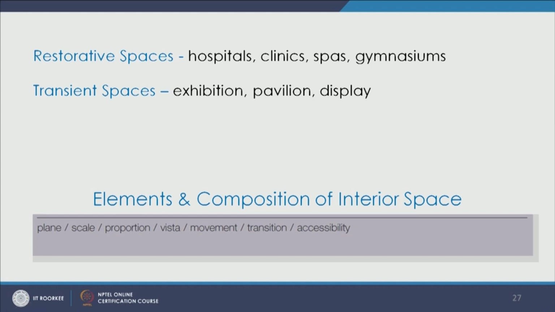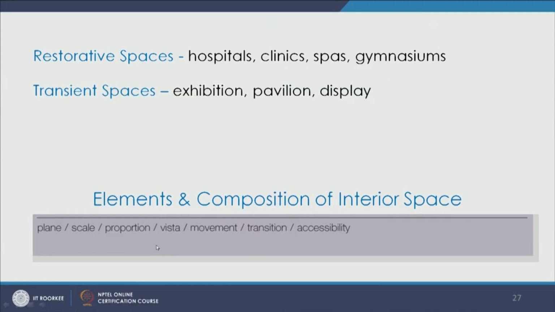Transient spaces, they are very interesting and transient in nature. They could be pavilions, exhibition, display galleries, and so many other projects, but these are the major ones which have been identified. Now, if we have to sum up, what are the elements and composition of interior space?